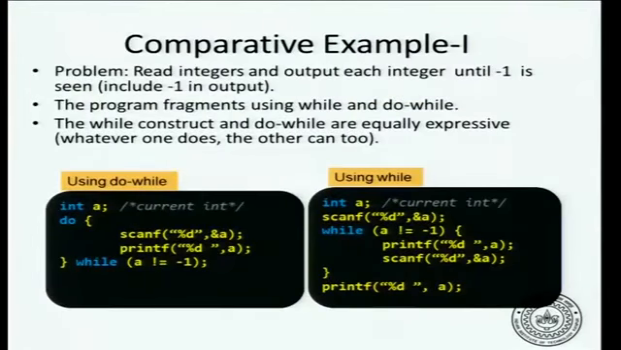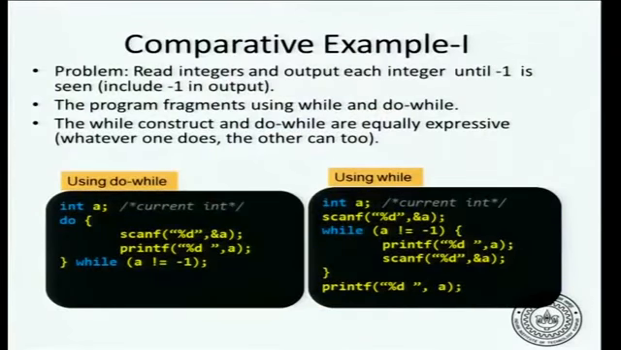So let us see the comparison between a while loop and a do-while loop. We will look at the following problem. You have to read numbers and output each integer until a -1 is seen. Now the difference is that in this problem you have to include the -1. So read all the numbers up to and including -1 and print all the numbers. So we will have the following programs using a while loop and a do-while loop.